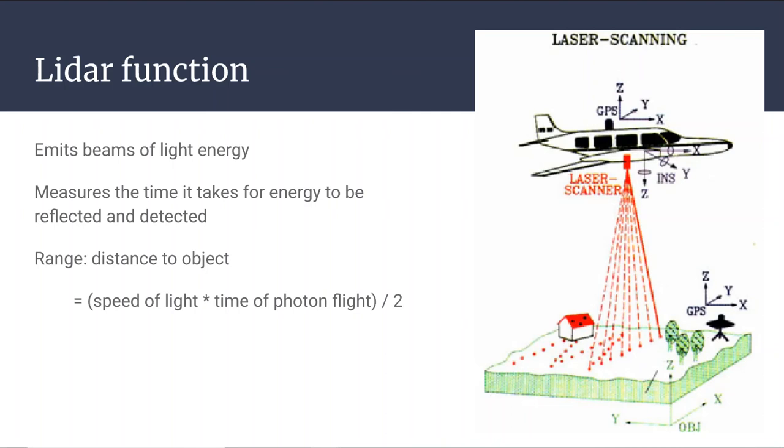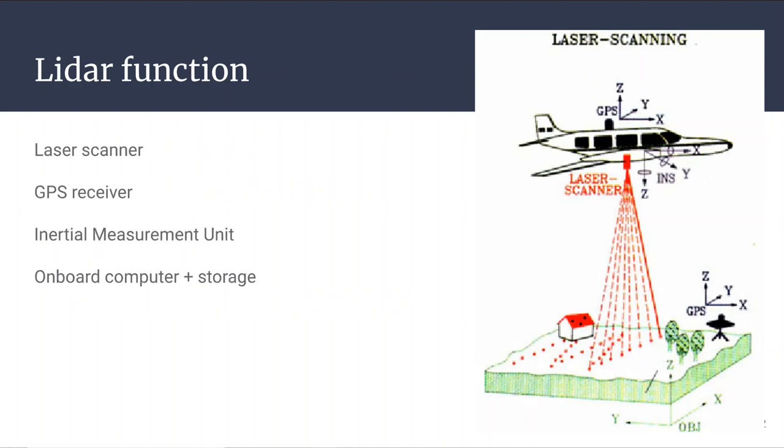So after distance is calculated, that point can be placed in 3-dimensional space, corresponding to the location of where that laser beam bounced off that thing on the ground that it was detecting. So more than just that LiDAR unit on something like an airplane or a drone is required for LiDAR to actually work.